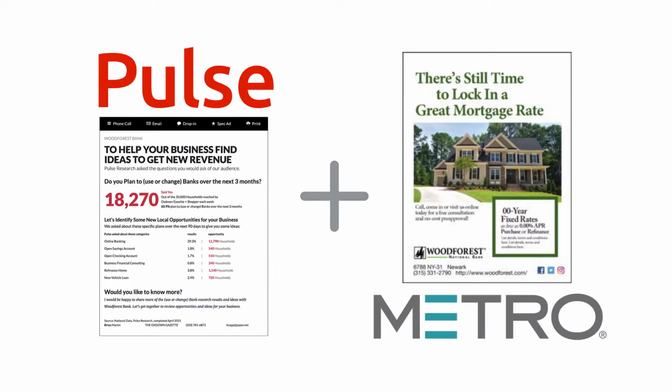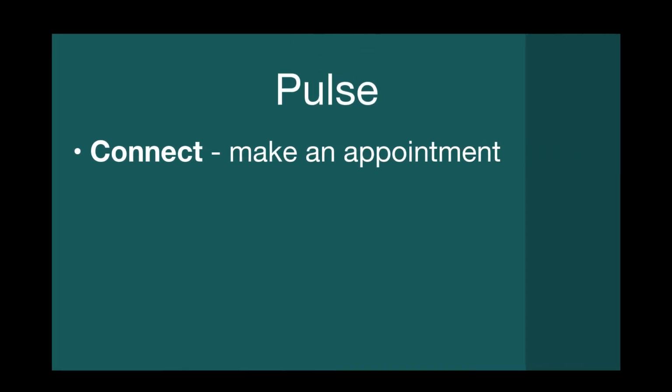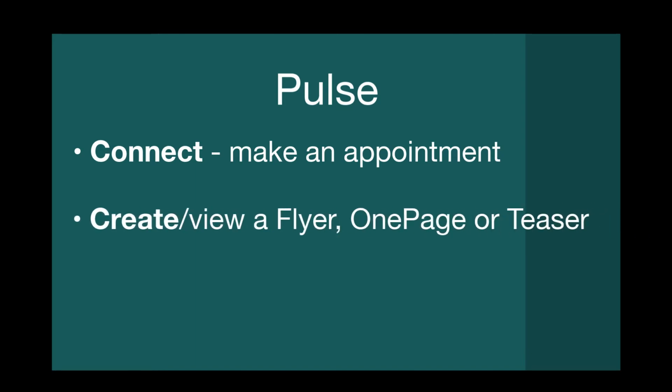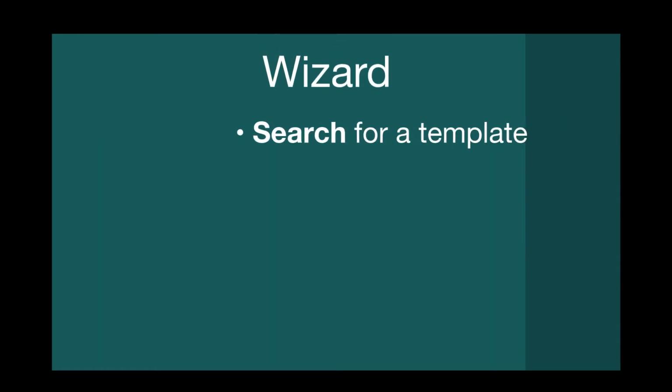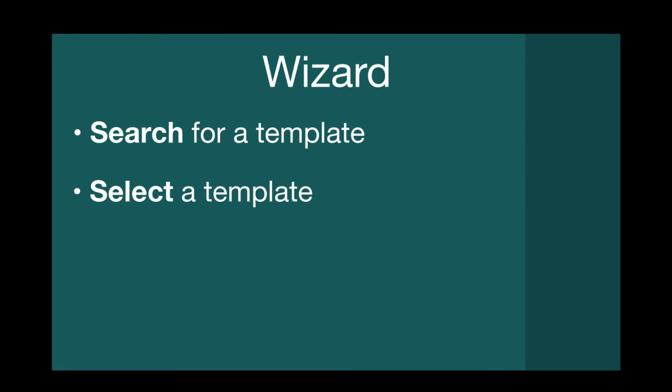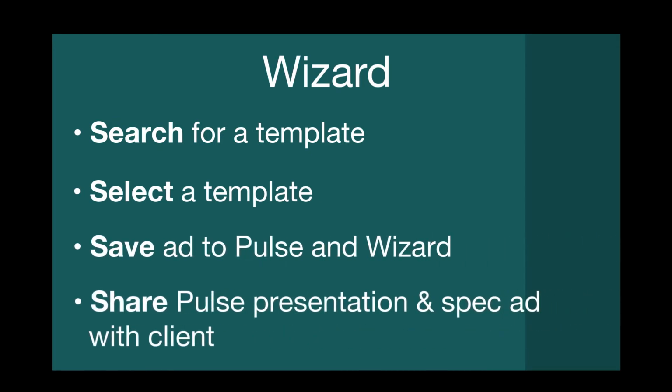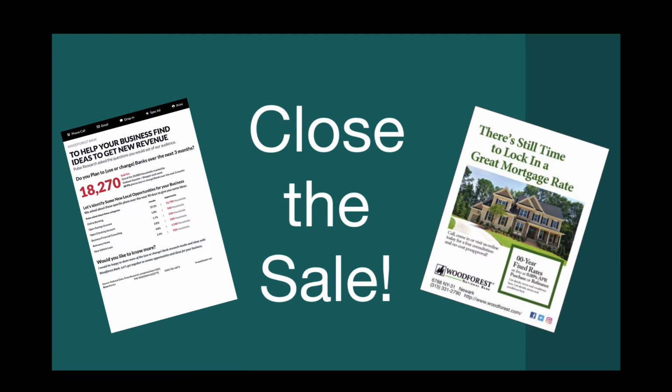Here's a quick overview of how it works. Start in Pulse and connect with the prospect or account to make an appointment. Create or view a flyer, one page, or teaser. Click the spec ad link from any of those to go directly to the wizard. In the wizard, you'll search for and select a template. Save it to Pulse and Wizard. Then share the flyer, one page, or teaser and the spec ad presentation with your client and close the sale.